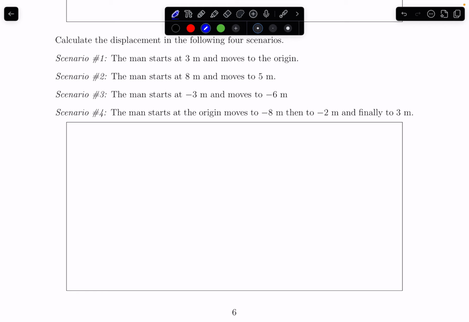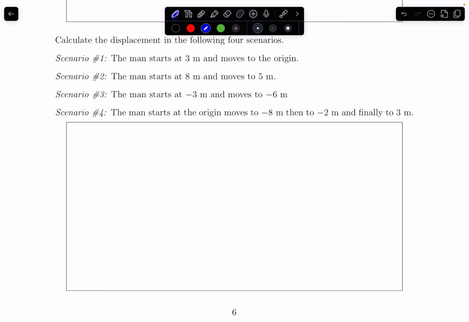So delta x is 19. But it said it starts at the origin. So wait, we don't need to know the total distance? You don't need to know. Oh, okay. So it's even easier. Fine. Starts at the origin.